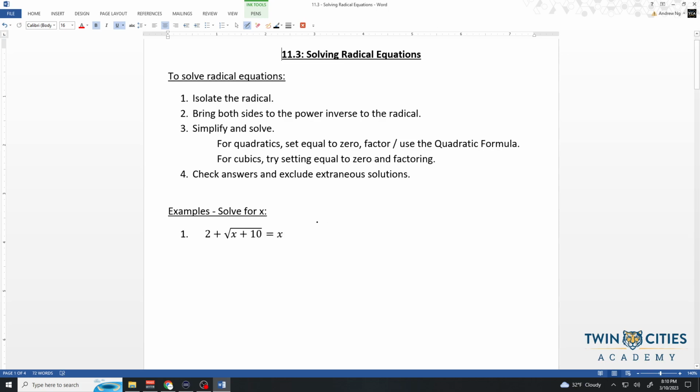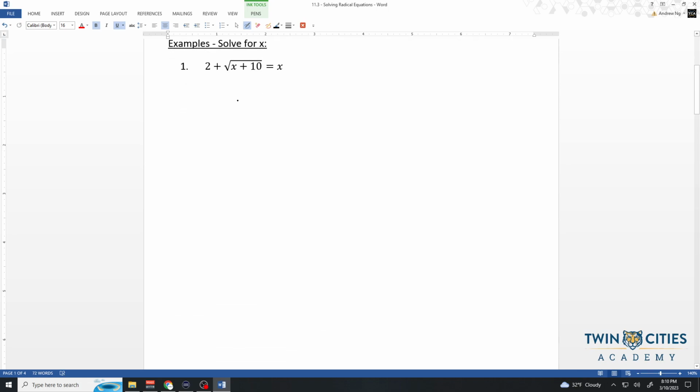Examples. Let's say I've got 2 plus the square root of x plus 10 equals x. So I want to isolate this square root. That means I'm going to subtract 2 to start things off. All right, so I've got the square root of x plus 10 is equal to x minus 2.